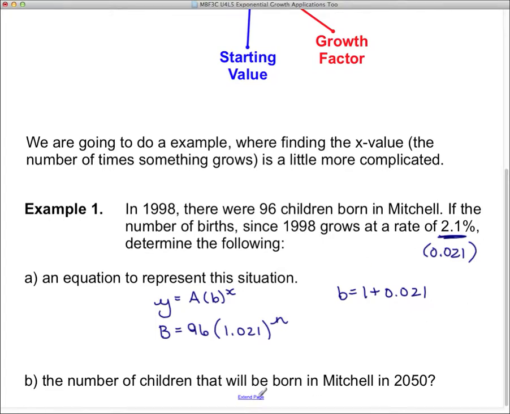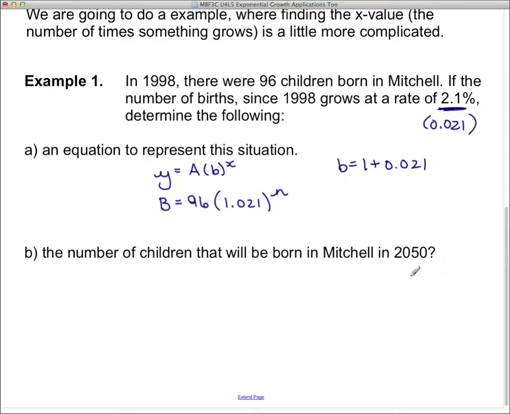Okay. The number of children that will be born in Mitchell in 2050. How do we figure that out? Well, we're looking for the number of children born. So we're looking for this B equals 96 times 1.021 to the n, which means that I must have something I can fill in for that n. Well, n is the number of times this thing has been growing.